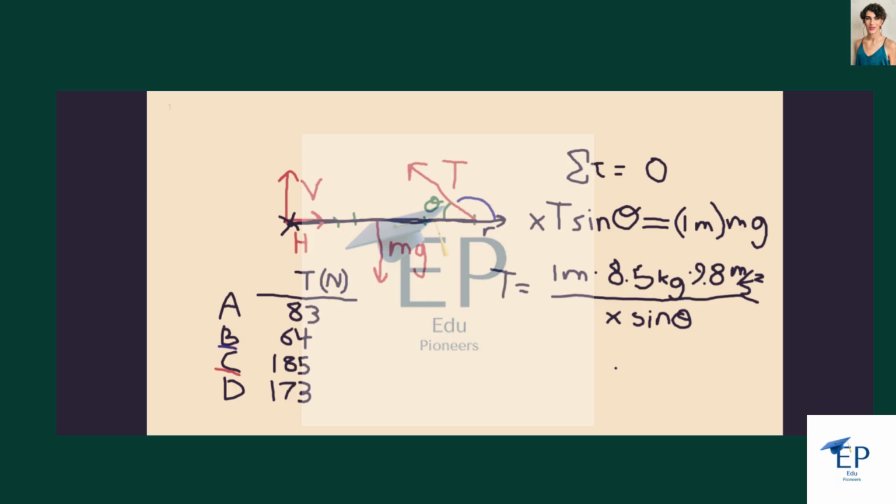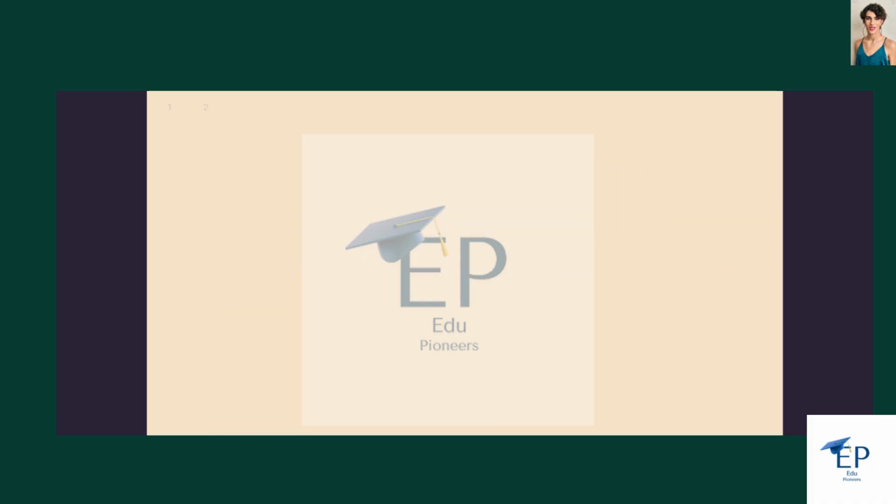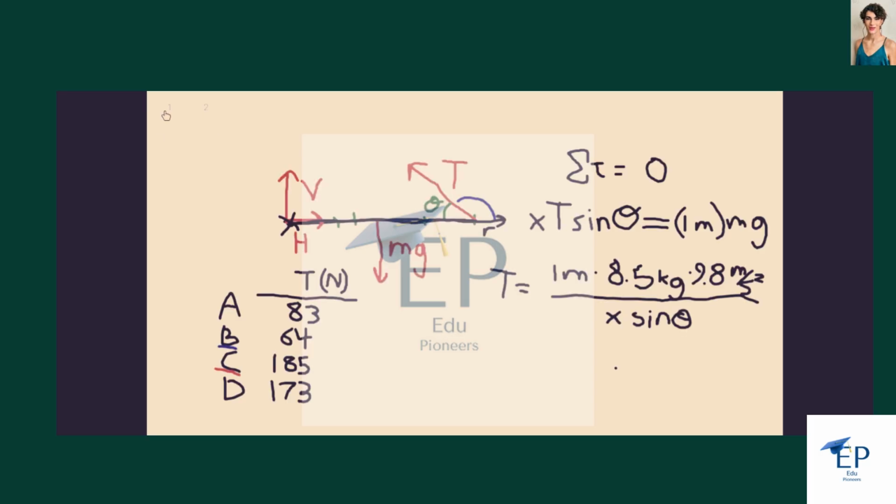All right, moving on to part B. I'm going to step onto the next page. Now we're looking for the horizontal component of the force the bar exerts on the hinge. So if we go back to our free body diagram, now it's going to be useful to us to use the static equilibrium condition that the sum of the forces in the horizontal direction is 0.